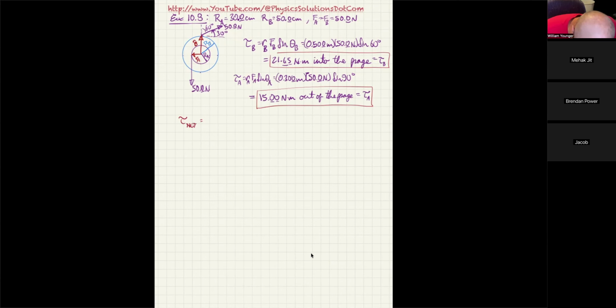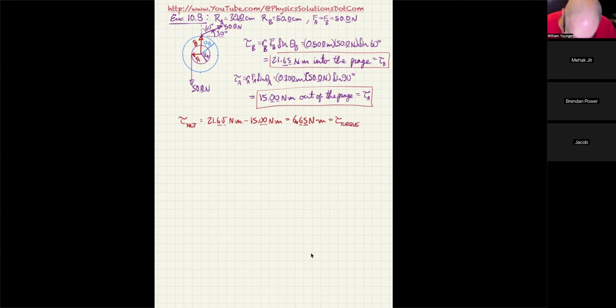Torque net is going to be 21.65 Newton meters minus 15.00 Newton meters, which gives me 6.65. And technically, it's only one sig fig, so that's why I often don't like using two sig figs, because the answers often come out to be less than two sig figs. But that's the total torque.